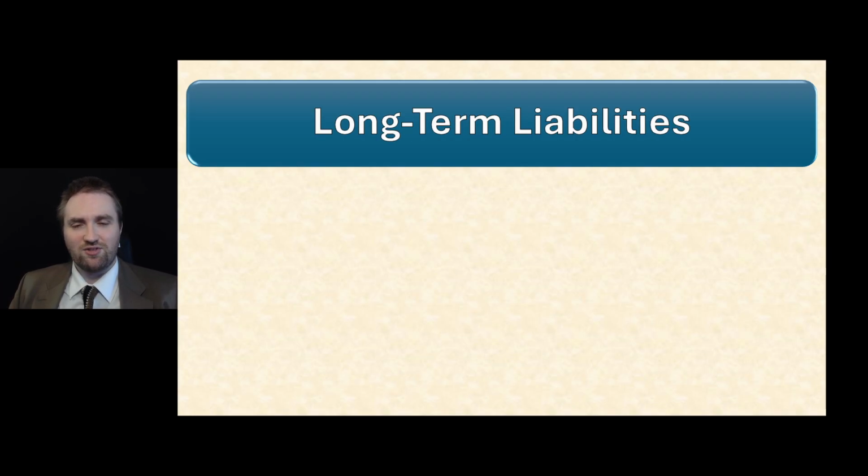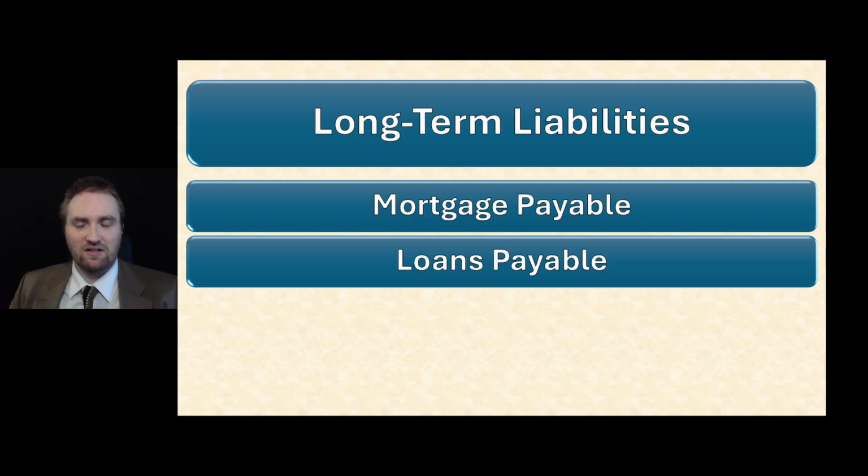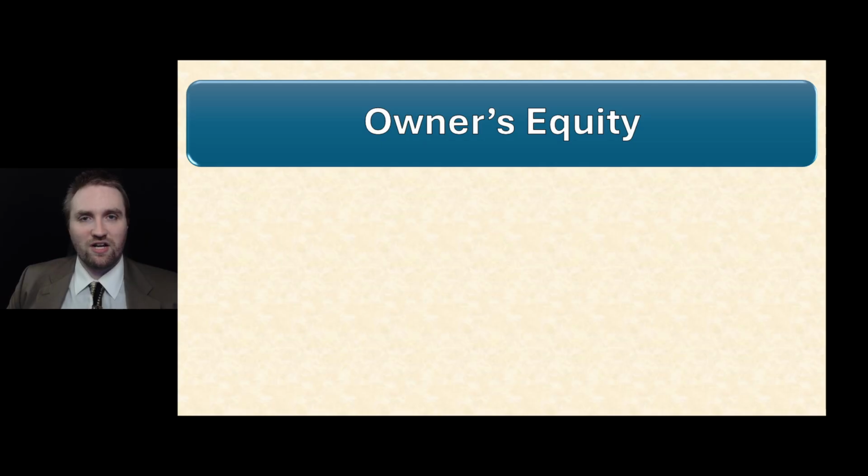Long-term liability accounts include mortgage payable, which is debt for property, and loans payable, which are loans. If we condense this down, the main liability accounts are accounts payable, credit cards payable, payroll taxes payable, mortgage payable, and loans payable. Owner's equity.